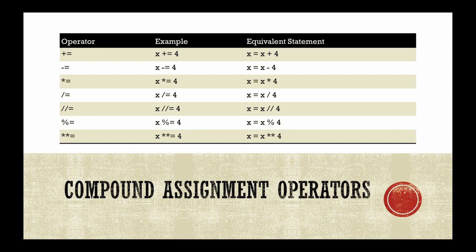X times equals takes x multiplied by 4, x front slash equals takes x divided by 4, x double front slash equals takes x divided by 4, only returns the integer value. X percent equals divides x and 4 and returns the remainder. And x double asterisk equals is basically x to the power of 4.